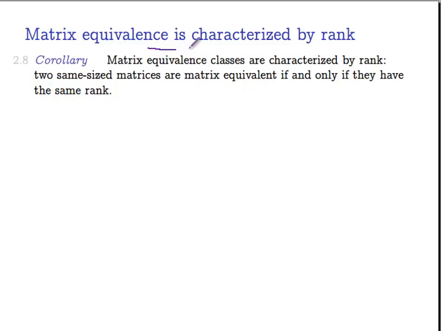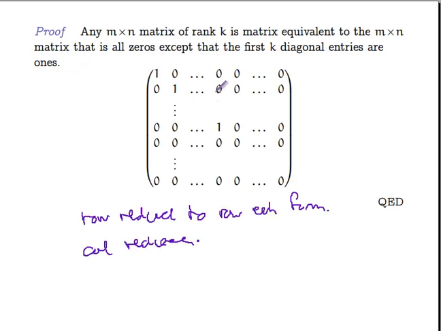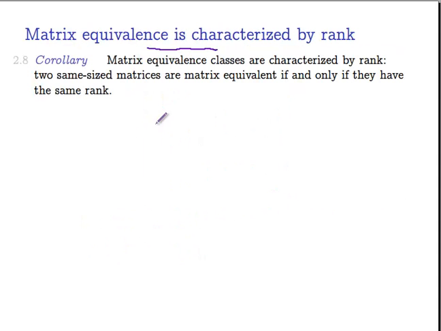All right, matrix equivalence is characterized by rank. Notice that the rank of this matrix will simply be the number of non-zero rows. So any two matrices that have the same rank will have the same number of non-zero rows in this final form, so they will be matrix equivalent. So matrix equivalence classes are characterized by rank if the matrices are the same size.